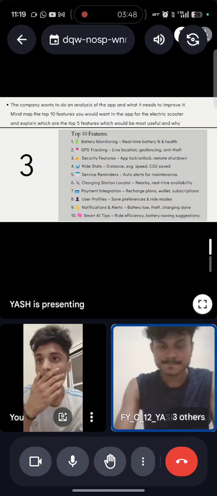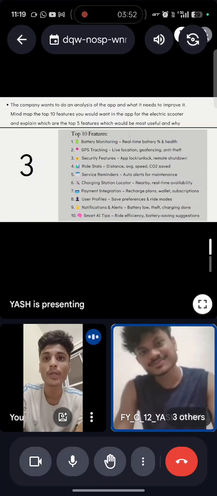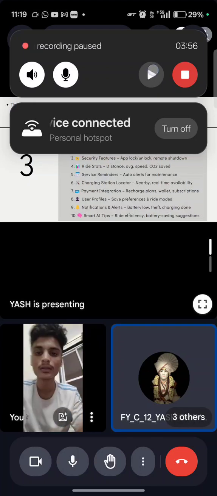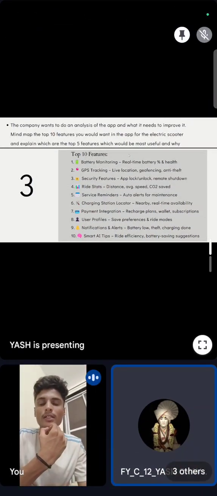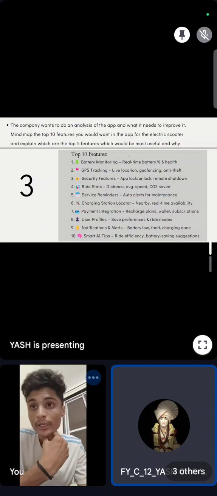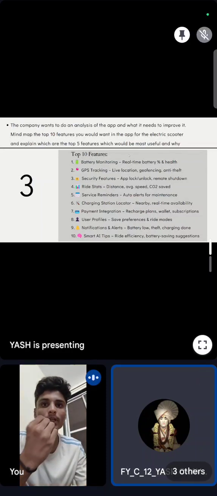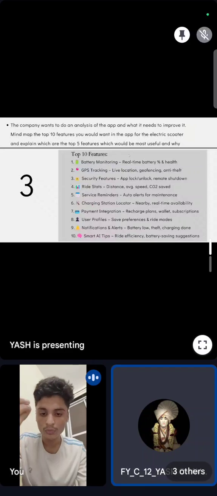So the question in this slide is that the company wants to do an analysis of an app that needs improvement, and there are certain mind maps or top 10 features which you need to understand in the app for the electric scooter, and we have to explain the top 5 features which will be most useful for an electric scooter in building the app. So there are top 10 features.